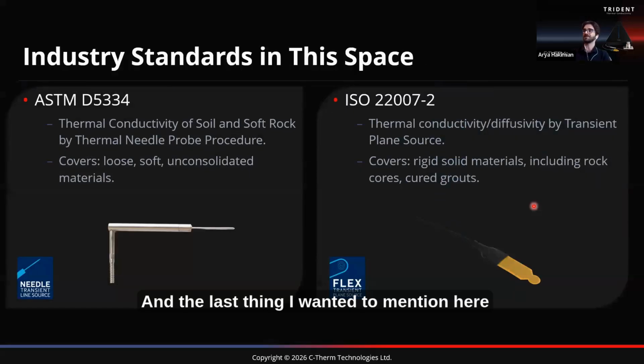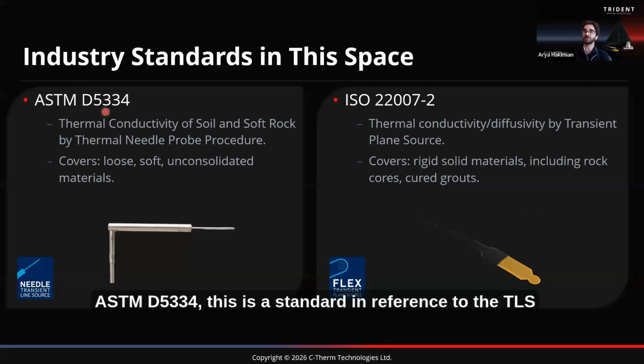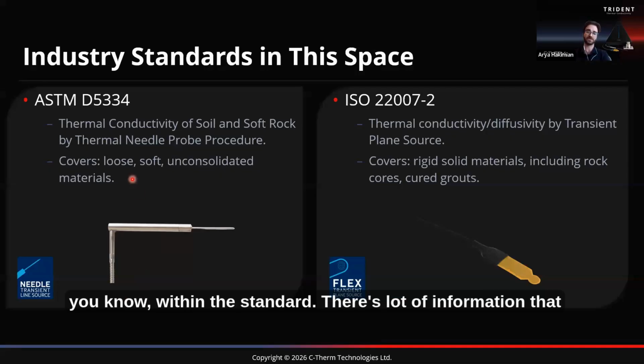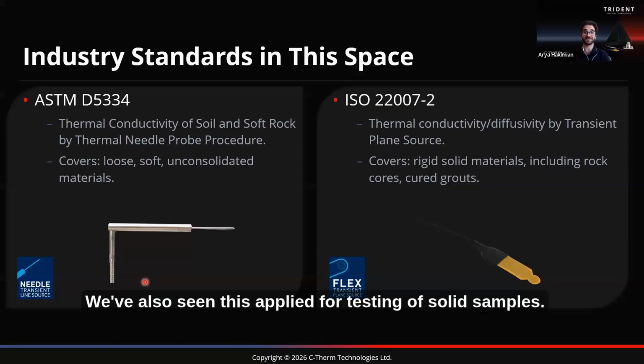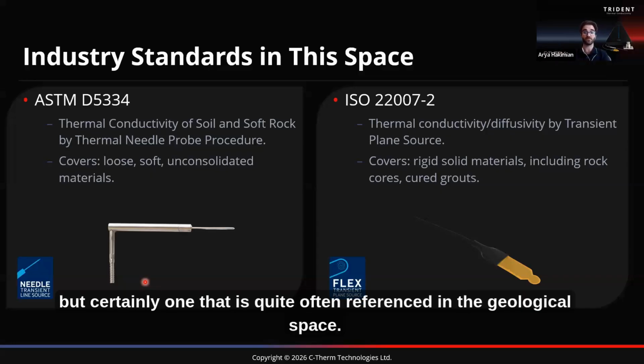And the last thing I wanted to mention here is some of the industry standards that we see referenced in this space. ASTM D5334, this is a standard in reference to the TLS, or transient line source. Within the standard, there's a lot of information that you could take a look at, but it covers loose, soft, unconsolidated materials. We've also seen this applied for testing of solid samples. You just have to drill into it to meet that TLS requirement. But certainly one that is quite often referenced in the geological space.